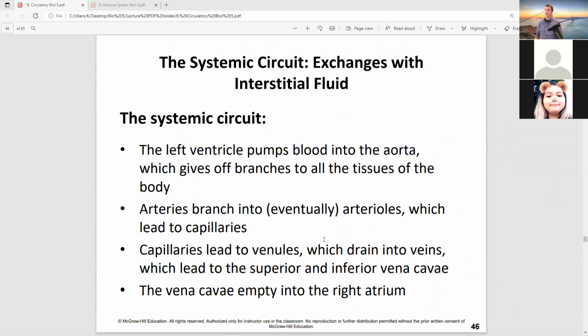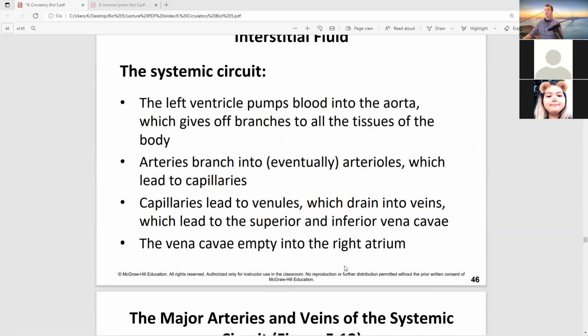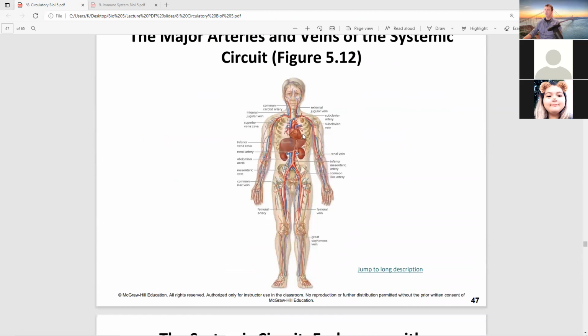So the systemic circuit exchanges with the interstitial fluid. In the systemic circuit, the left ventricle pumps blood into the aorta, which gives off branches to all tissues of the body. Arteries branch into arterioles, which lead to capillaries. Capillaries lead to venules, which drain into veins, which lead to the superior and inferior vena cavae. The vena cavae empty into the right atrium. So here's an image for you to look at, showing you the major arteries and veins of the systemic circuit.